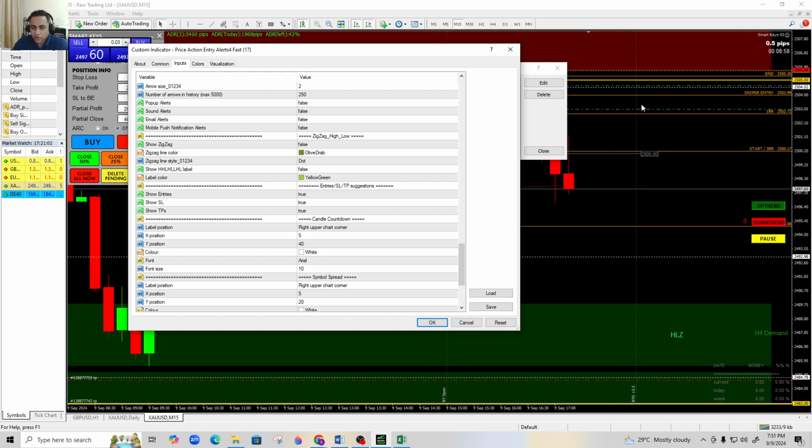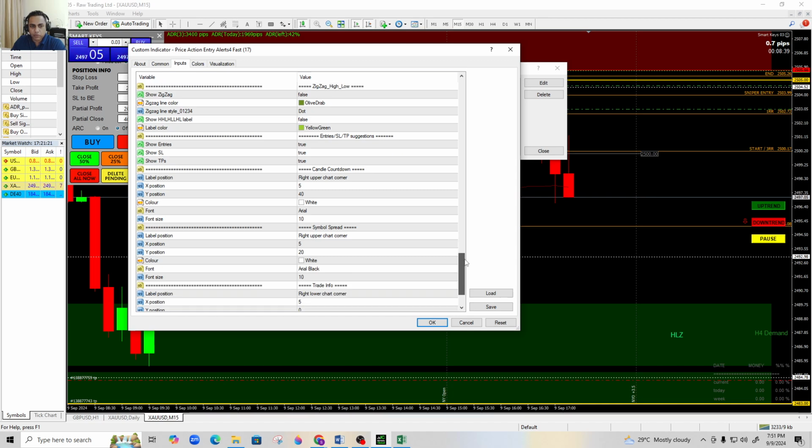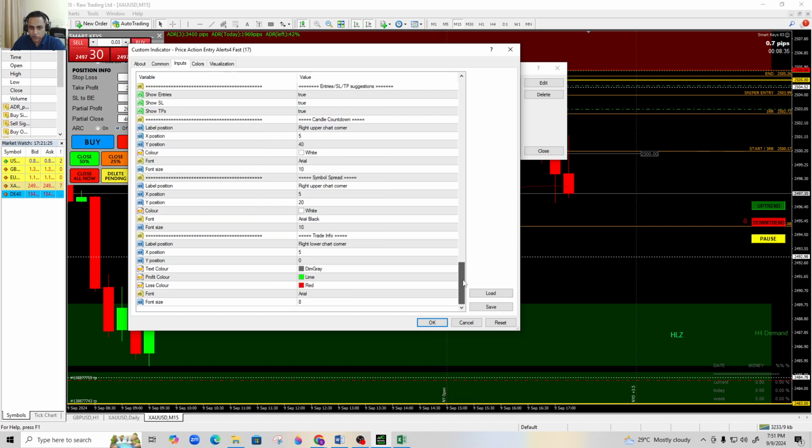I showed you guys how I draw supply demand zones at the beginning of the session. I will continue to do that for the rest of this week. How I draw my weekly support resistance lines, the daily SR lines. I showed you all of that. I'll continue to do that for the rest of this week. So the more I do it, the clearer it'll be. And then moving on, we have candle countdown, symbol spread, which we already discussed, and the trading panel, right?